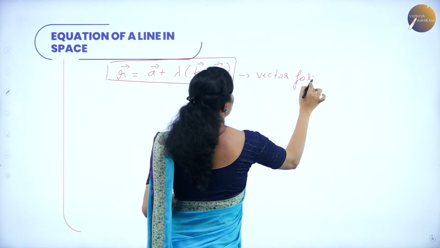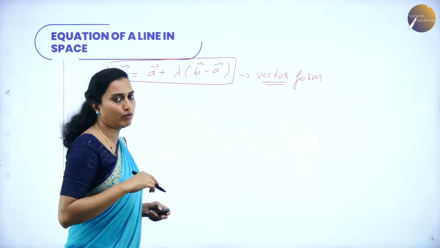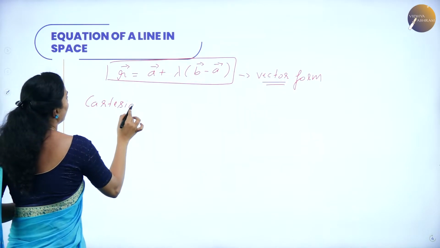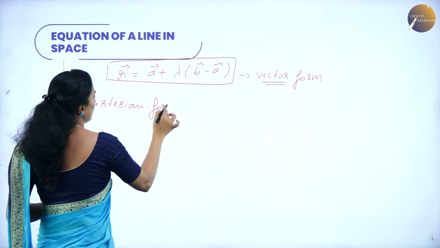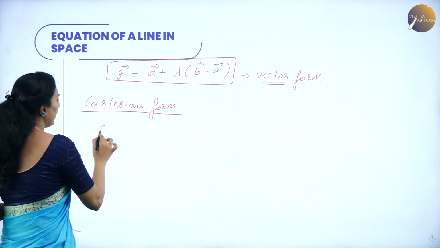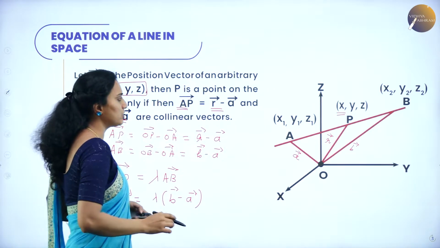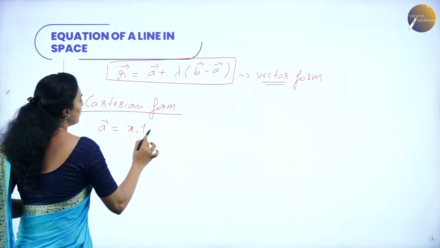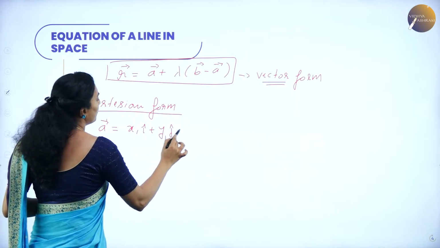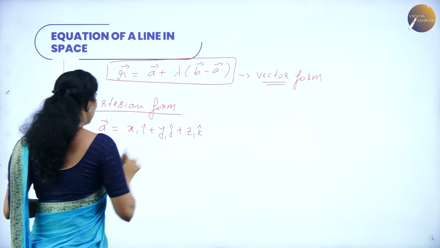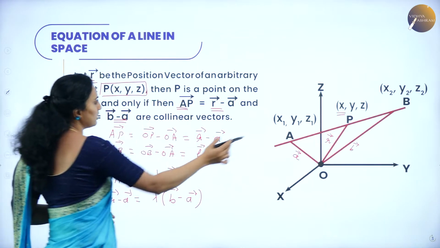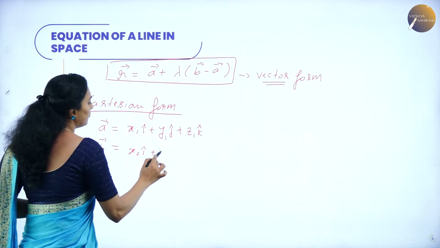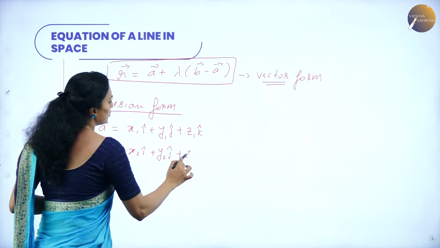Okay. Now, I need to reduce it to the Cartesian form. For the Cartesian form, I am going to take the vector form itself and then reduce it to the Cartesian form. Now, here, in Cartesian form, what is the A vector coefficient? x1, y1 and z1, which is going to be written as x1i plus y1j plus z1k. Similarly, the B vector coefficients are x2, y2, z2, so B vector can be written as x2i plus y2j plus z2k.